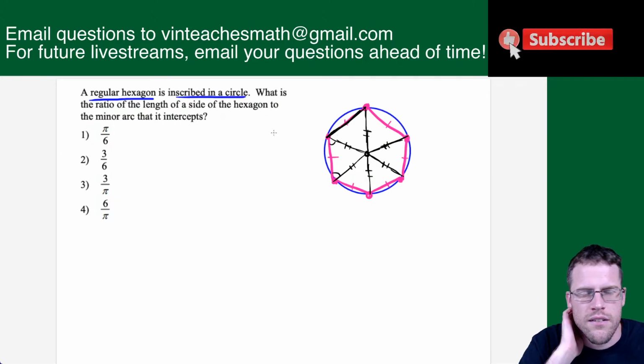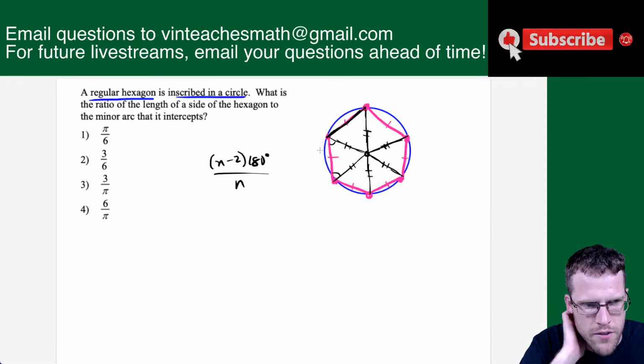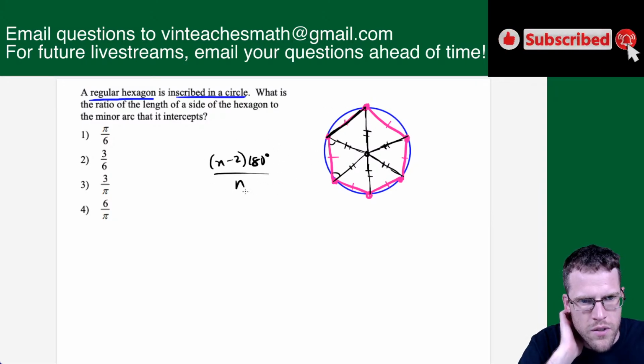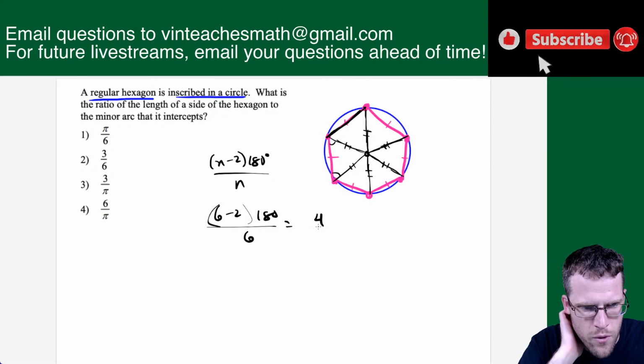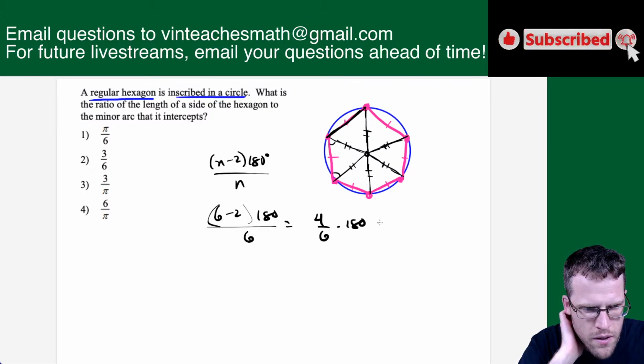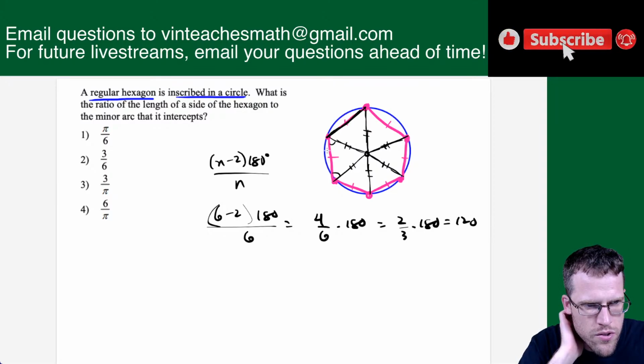I don't know if you all remember this formula: n minus 2 times 180 is the sum of the angles. If you divide it by n, that tells you the measure of each angle. So if there's 6 sides, 6 minus 2 times 180 divided by 6 is 4 over 6 times 180, which is 2/3 of 180, which is 120. So these entire angles are 120.